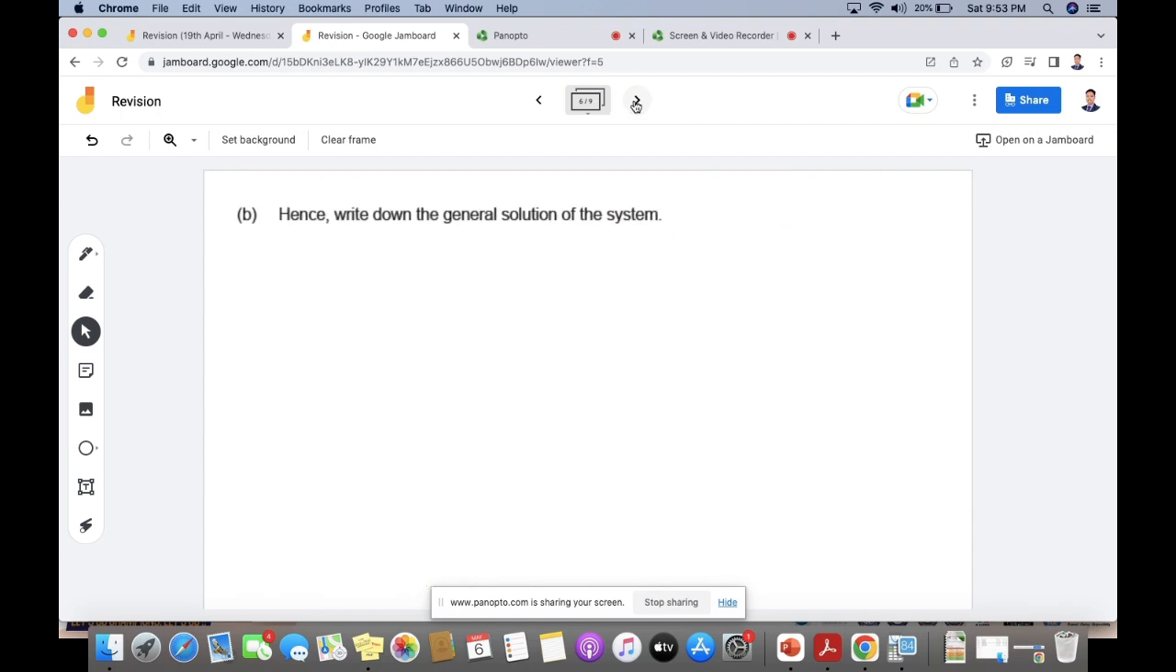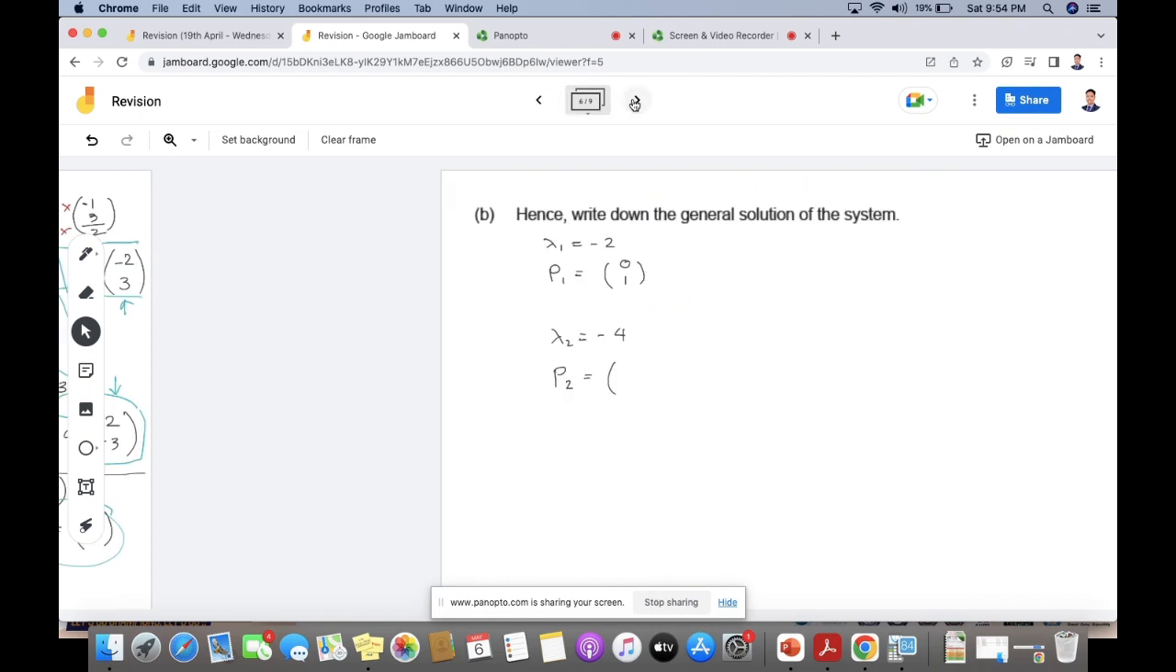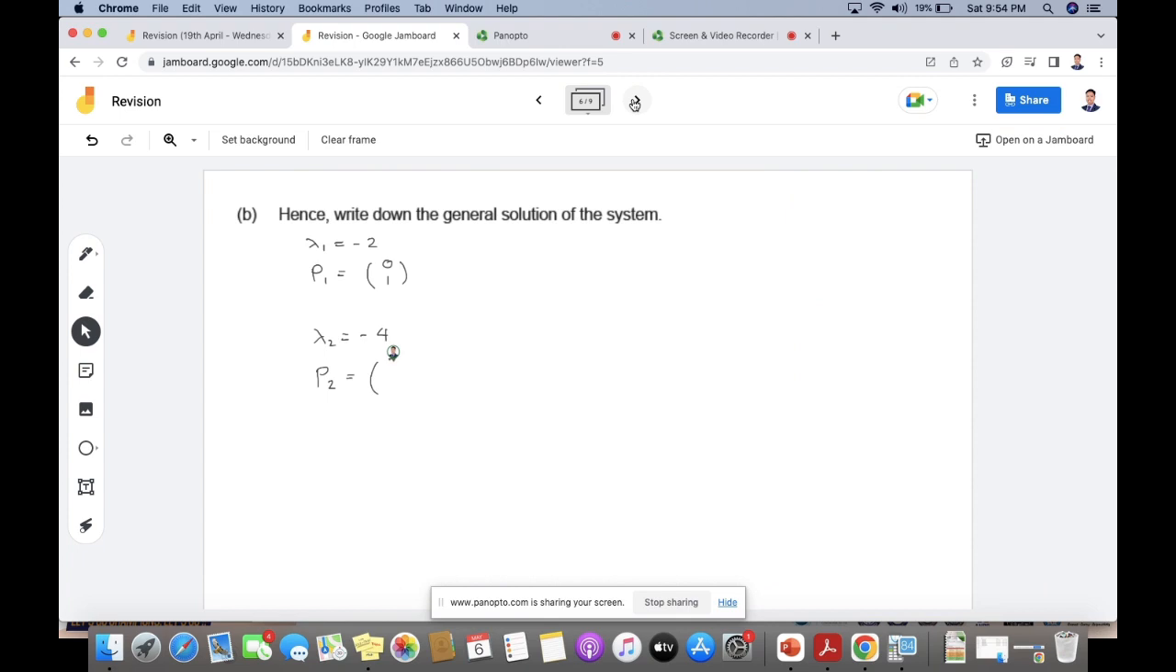Okay, next. So this time, we are now ready to write the general solution of the system. Let's just write first the eigenvector and the eigenvalue. The first eigenvalue, which is equal to negative 2, gives us an eigenvector, which is 0, 1. And then the other one, the second eigenvalue, which is negative 4, gives us an eigenvector. We can choose either of these. So I'll just choose the positive x to negative 3.